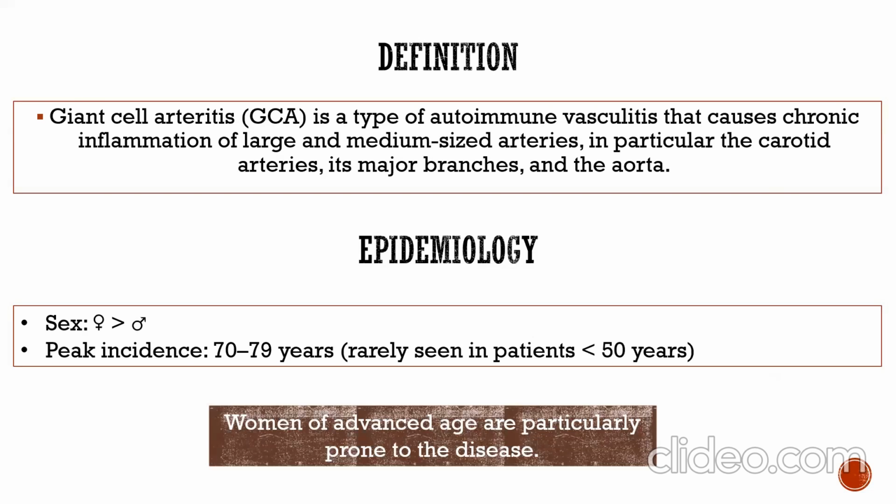Giant cell arteritis is a type of autoimmune vasculitis that causes chronic inflammation of large and medium-sized arteries, in particular the carotid arteries, its major branches, and the aorta. Epidemiology: it is more common in women than men. Peak incidence is between 70 to 79 years, and it is rarely seen in patients less than 50 years. Women of advanced age are particularly prone to the disease.